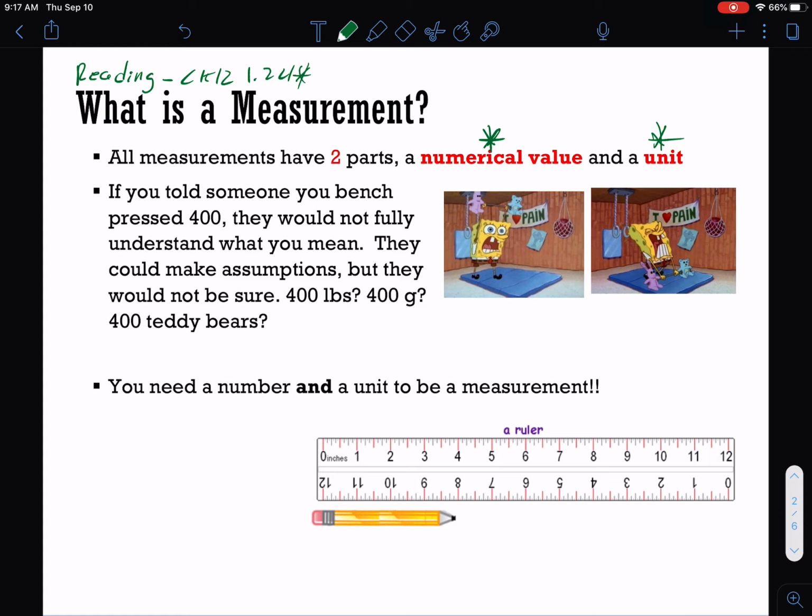For example, if you told someone you bench pressed 400 and you were proud of it, they would probably understand that you mean you're bench pressing 400 pounds. But they wouldn't actually be sure. They're making an assumption. What you didn't give them is a unit. Was it pounds, grams, or like SpongeBob over here to the side, is it teddy bears? You need to have both a numerical value, a number, and a unit for something to be a good measurement.